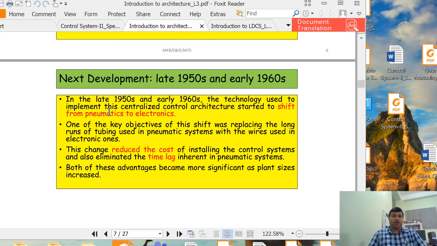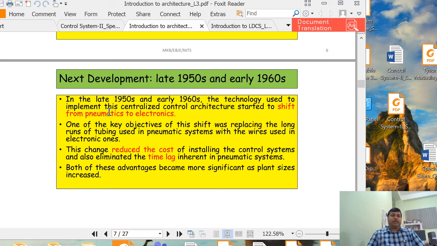In process control you have already learned why the range of 4 to 20 milliampere was selected. One of the key objectives of this shift was replacing the long runs of tubing used in pneumatic systems with the wires used in electronic systems, because you have to transmit the air signal, so you require long tubing. Okay, and if you use the long tubing, then what will happen? This change reduced the cost of installing the control system and also eliminated the time lag inherent in pneumatic systems. That is the most important thing for the pneumatic system, that inherent time lag is present, because when you are sending the air signal from one point to another point, if the distance is long, then what will happen? There will be a drop.